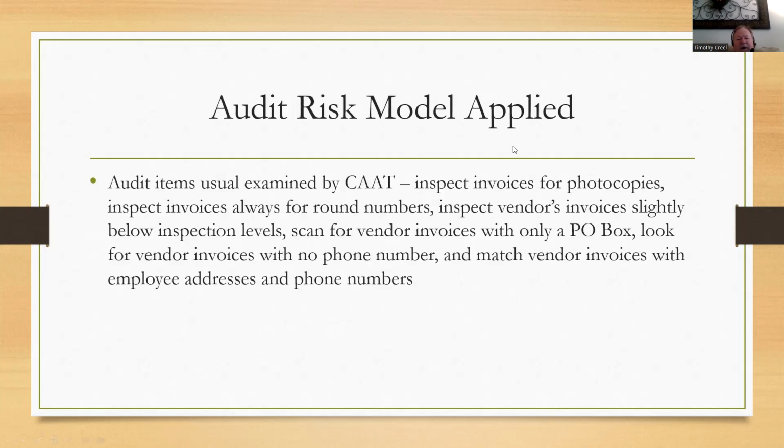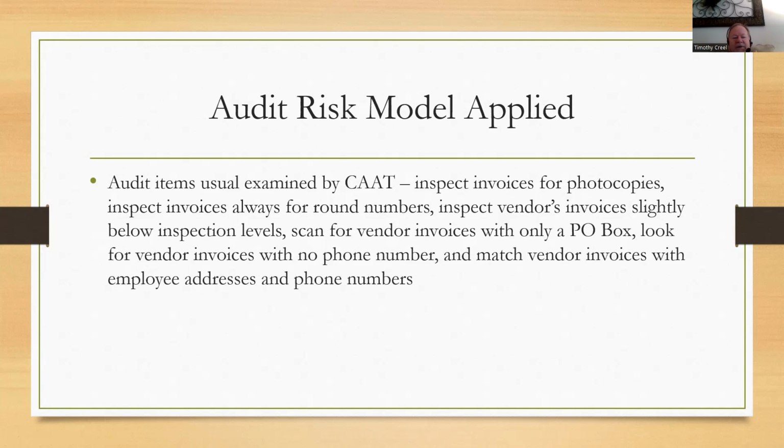Now, audit risk model applied. What this means is that this is looking at areas of possible fraud in relation to this cycle. These are audit items that are usually examined by a CAT system. Remember, computer aided audit technology. The two probably best known CAT systems are IDEA and ACL.